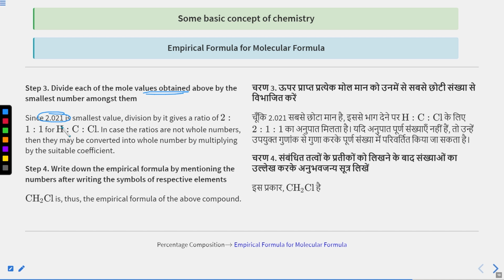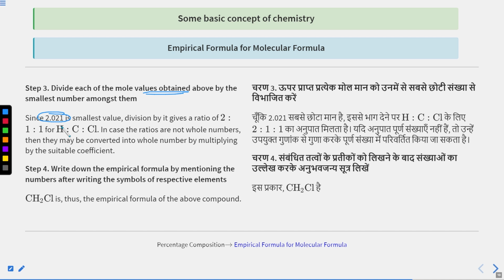In case after dividing you are not getting whole numbers, then what can you do? You can multiply the numbers by a suitable coefficient, and you will get whole numbers, right? And you can convert that ratio into a ratio of whole numbers.